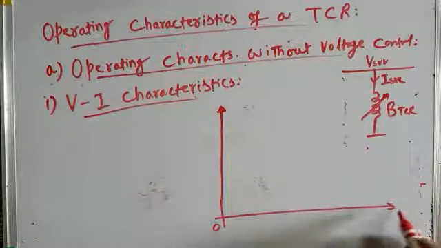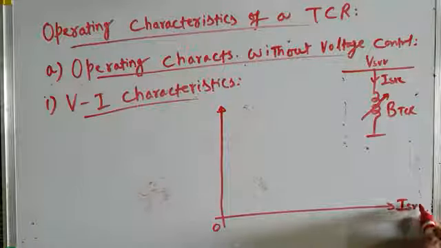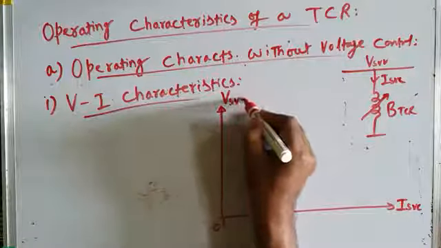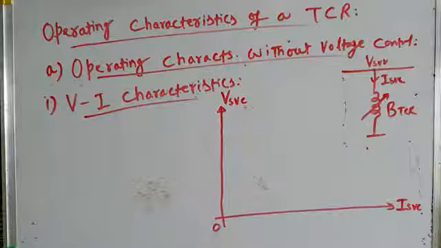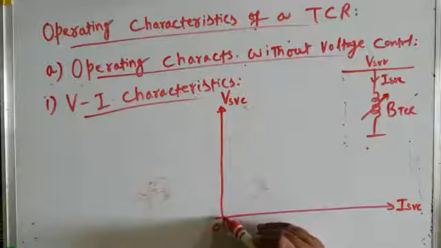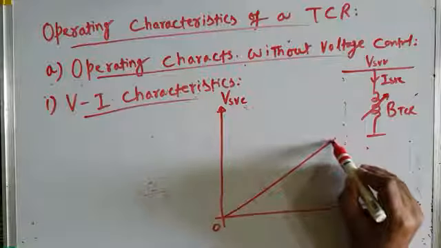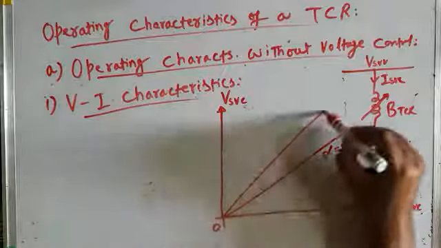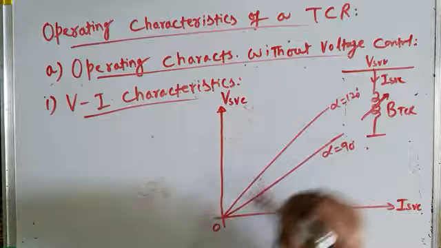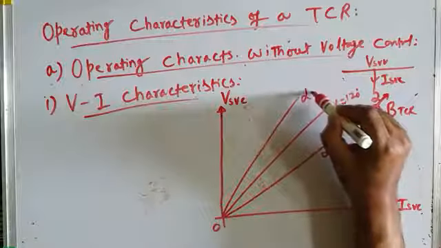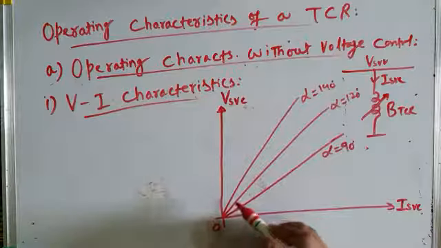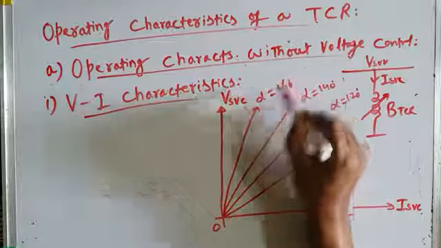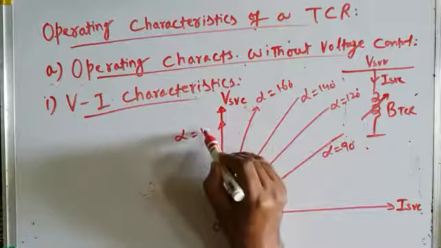Let us assume along the x-axis we plot SVC current or TCR current, ISVC, and along the y-axis we have SVC voltage, VSVC. The characteristics for different delay angles or firing angles will be like this. This is, for example, for alpha equal to 90 degrees. This is for alpha equal to 120 degrees. This is for alpha equal to 140 degrees. This may be for alpha equal to 160 degrees, and this is for alpha equal to 180 degrees.